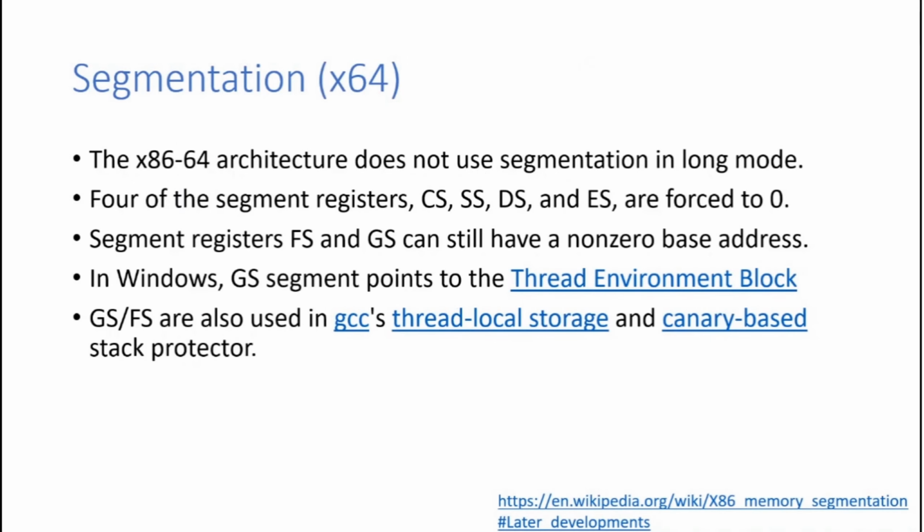In a 64-bit operating system, the architecture does not use segmentation in long mode. The 4 segment registers CS, SS, DS and ES are forced to 0, but registers FS and GS can still have a non-zero base address. In Windows, the GS segment register points to the thread environment block, and in Linux, the GS and FS registers are used as thread local storage and canary-based stack protector within a program.